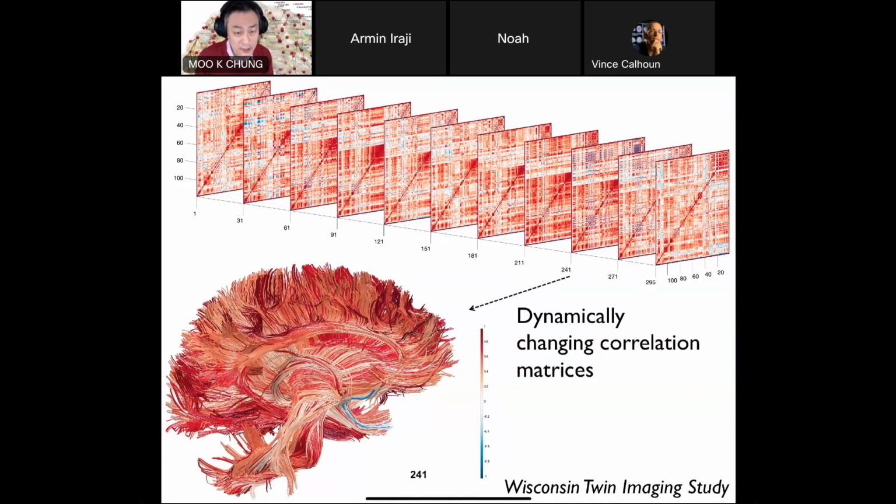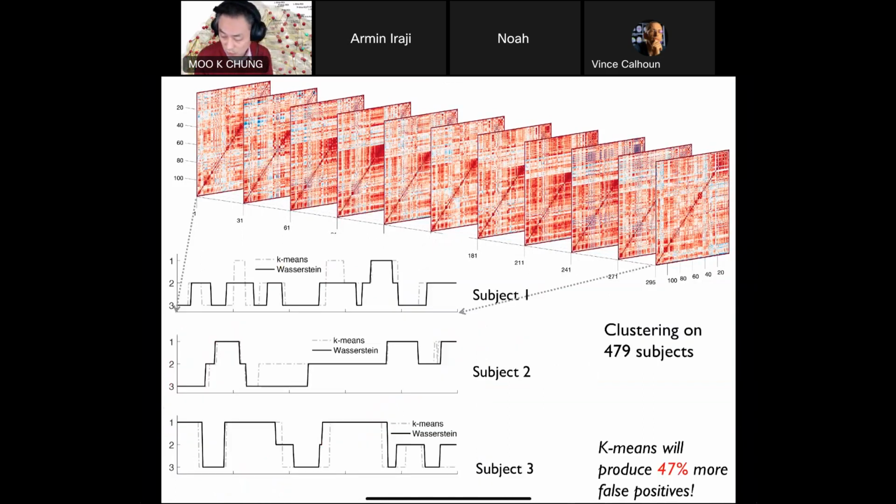So it's a dynamic changing correlation matrix. Now we're going to do this. Okay? Now I don't think you want to use K-means clustering. It's too many false positives. So we're going to apply the same technology, topological clustering, to see what happens.